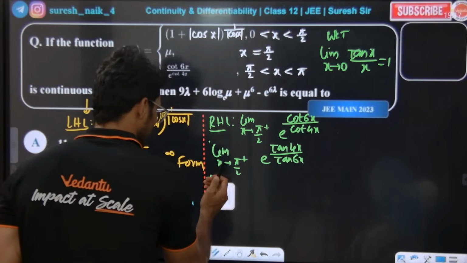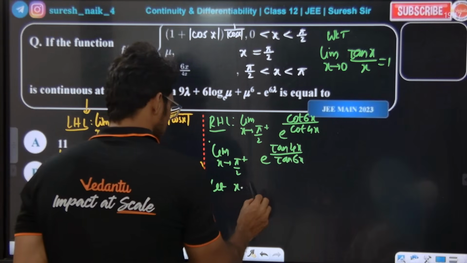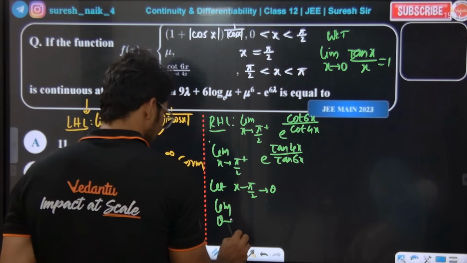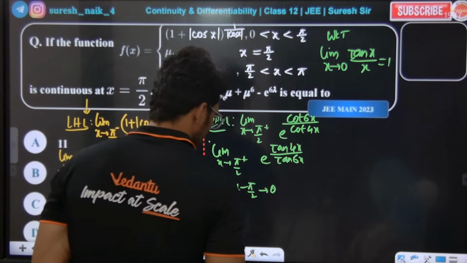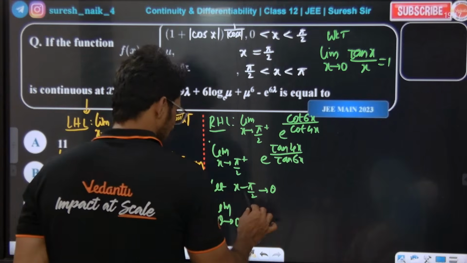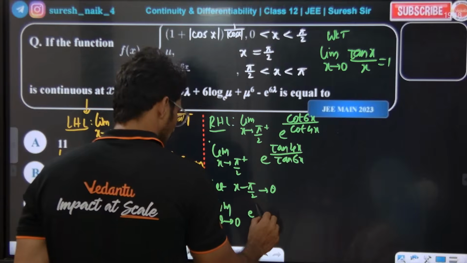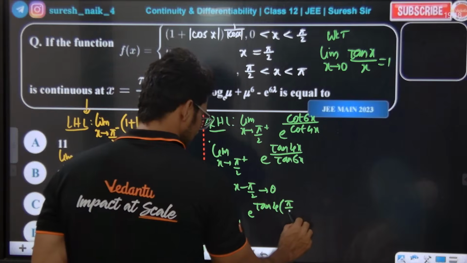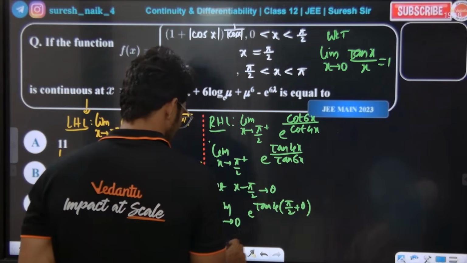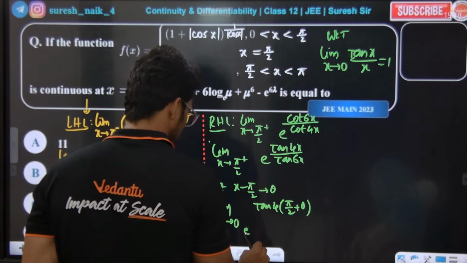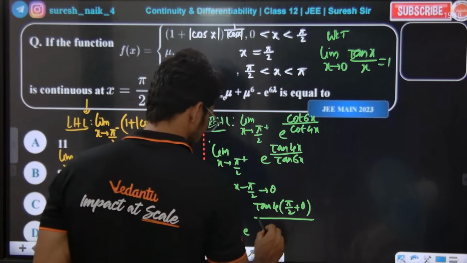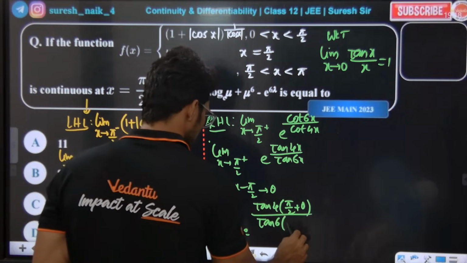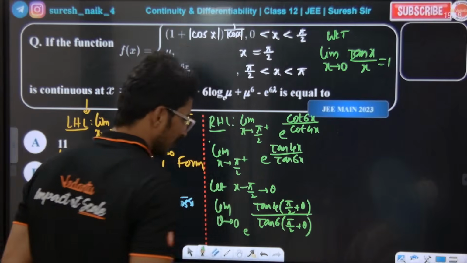Now what do we need to take? Let us take x minus pi by 2 is theta. Then limit theta tending towards 0. Now what is x here basically? e power of tan 4 times of pi by 2 plus theta, divided by tan 6 times of pi by 2 plus theta. Are you getting the point?